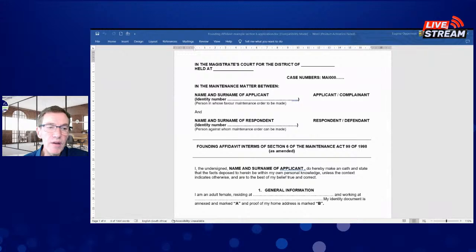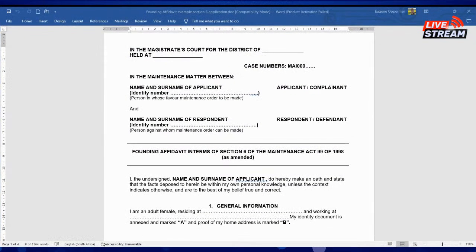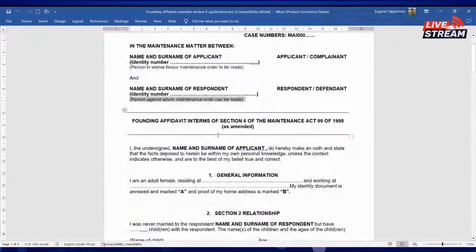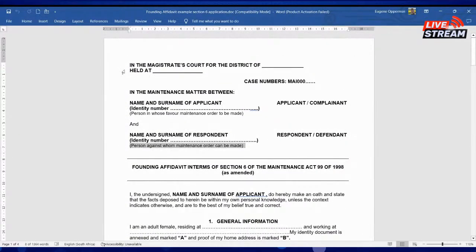So if we look at a simple affidavit, and this is a standard affidavit that we sometimes use, I'm just going to run through it quite fast because it's not difficult. The template will be available in the resource and handout section of the link, so you can download it and use it. You can simply mark it: in the magistrate court for the district of, and then obviously the district or the magistrate court where you lodge your application. You can fill that in, or you can just leave it empty and the maintenance officer can fill that in.